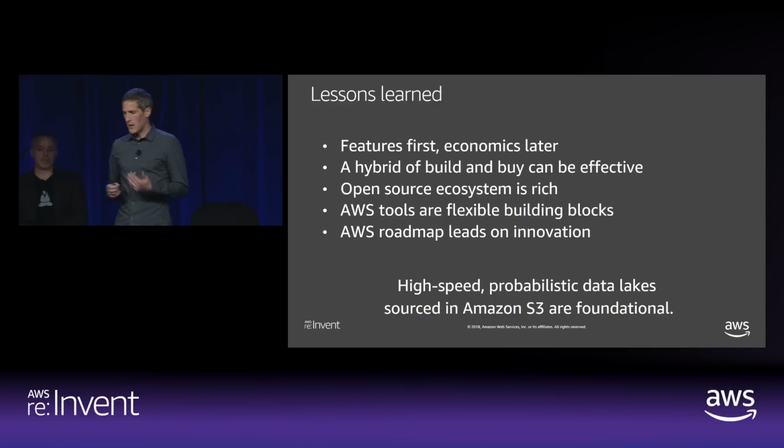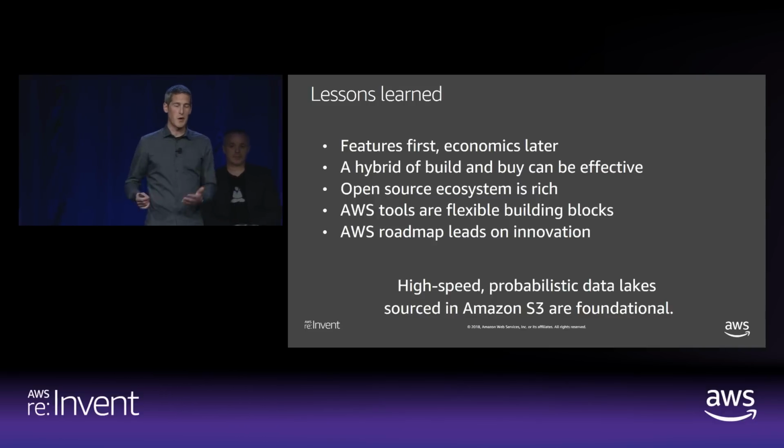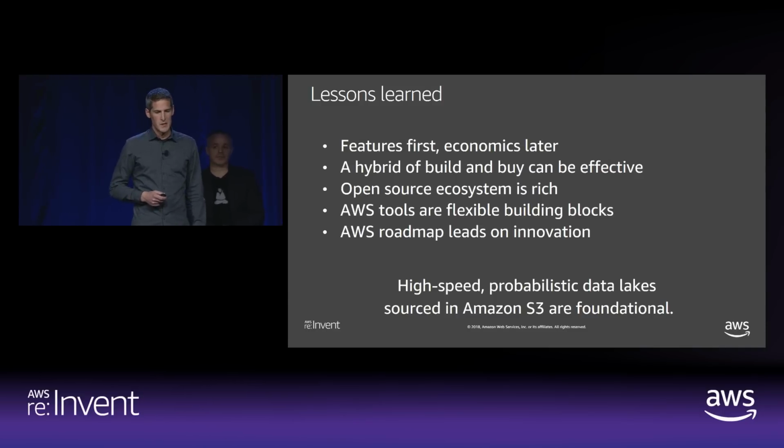So, lessons learned. We took a features-first approach and it worked really well for us. We got to market really quickly, and it gave us time, while customers enjoyed the feature, to work on making the feature cheaper and more efficient. A hybrid of build and buy is effective. You don't always need the solution delivered to you. Sometimes you just need the building blocks, like S3, like EMR.